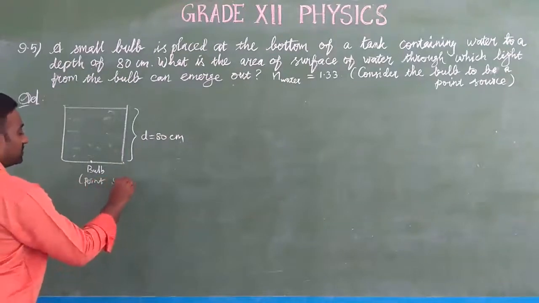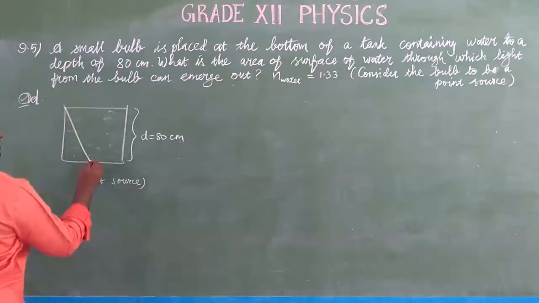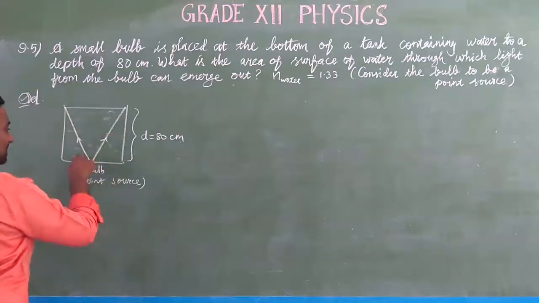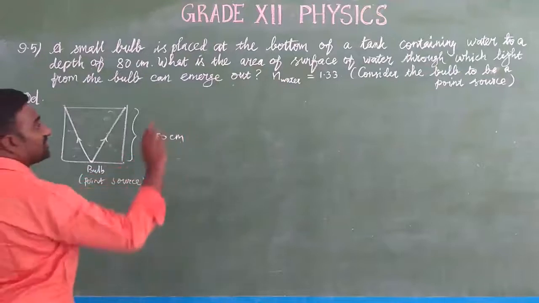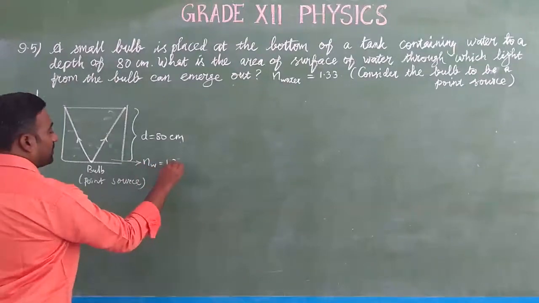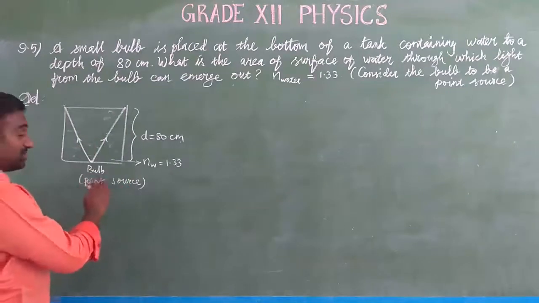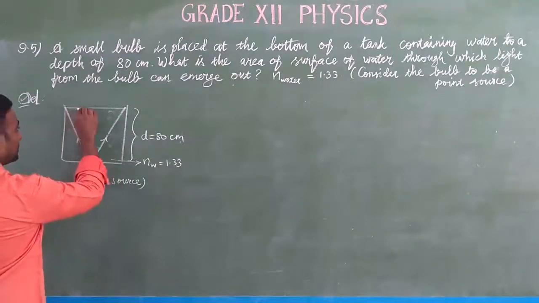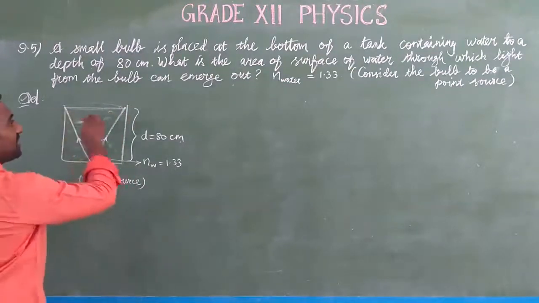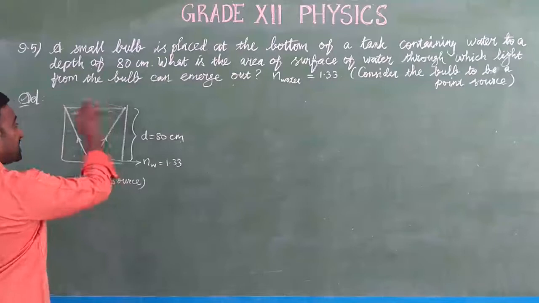So from the point source of the bulb, the light can emerge out like this. So this is the incident light in this water medium, and they gave the refractive index of water, that is equal to 1.33. But what happens, from the point source, when the light emerges out, it forms a circle. So we are going to calculate the area of the surface of water through which the light can emerge out, the emerging light area.